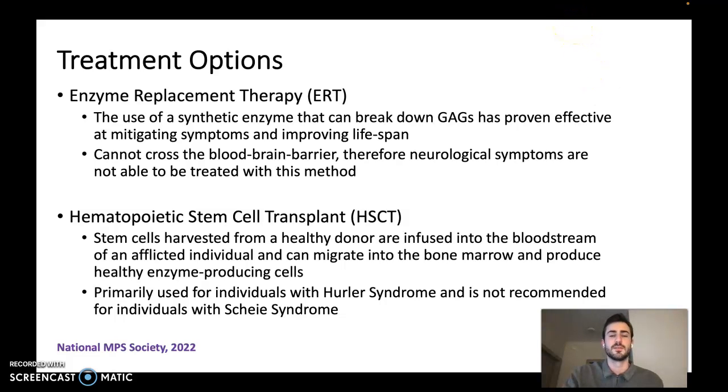For patients who have Hurler syndrome, or the most severe form, it's recommended that they undergo hematopoietic stem cell transplants. Basically, stem cells are harvested from a healthy donor, and there also has to be a match. You can't just take stem cells from anyone. And they're infused into the bloodstream, and they travel into the bone marrow and basically will produce healthy enzyme-producing cells. And again, this is primarily used for individuals with just Hurler syndrome, and it's not recommended for individuals with Scheie syndrome.